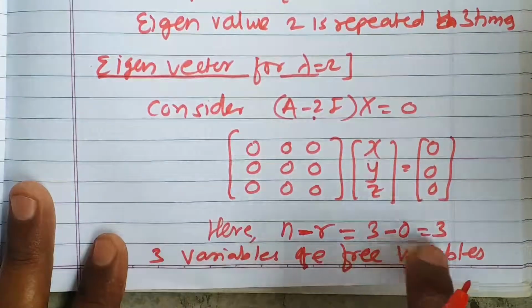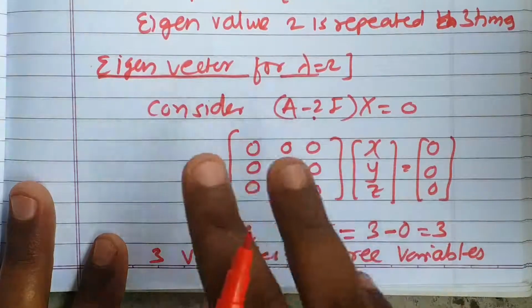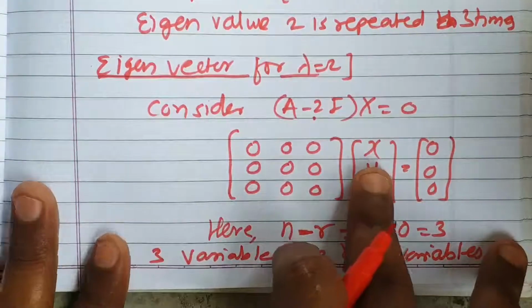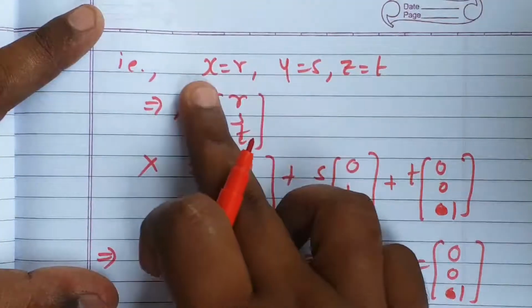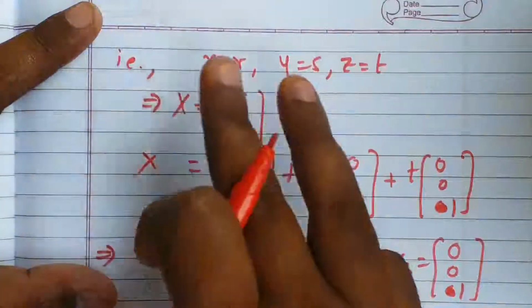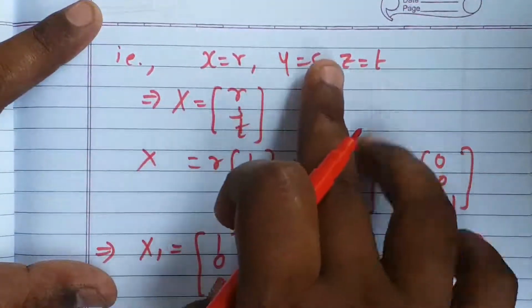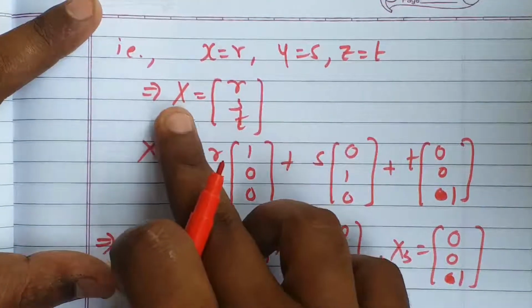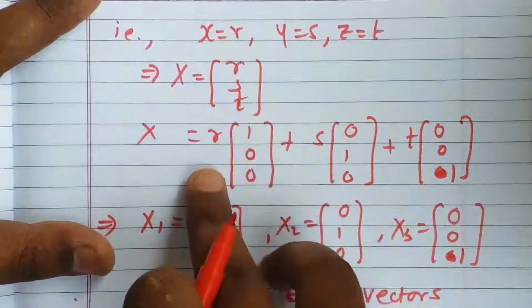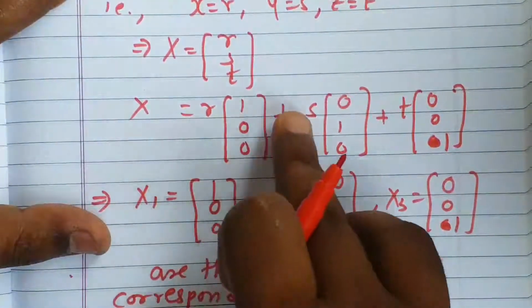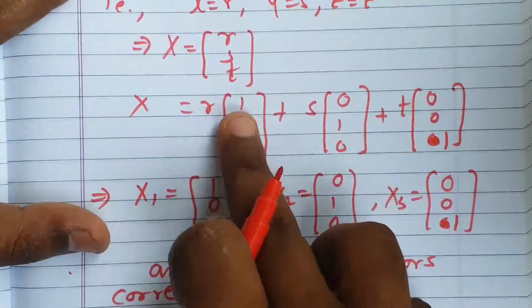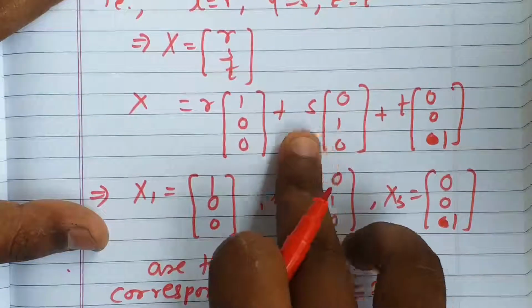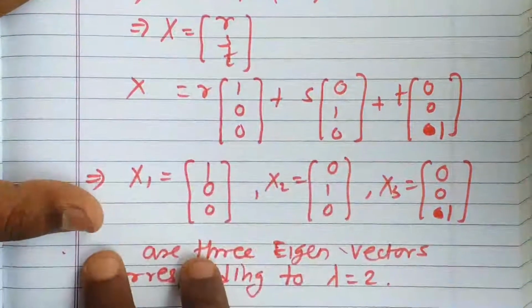So 3 variables are free variables, right? It means to all the 3 variables we can assign 3 different parameters. That can be done in this way: z equal to t, y equal to s, and x equal to r. As the difference is 3, to all the 3 variables we assign parameters. So the solution will look like X equal to r, s, t, which is nothing but r times 1 0 0 plus s times 0 1 0 plus t times 0 0 1. If you multiply by r inside, s inside, and t inside and add them, you will get this matrix again, r, s, t.